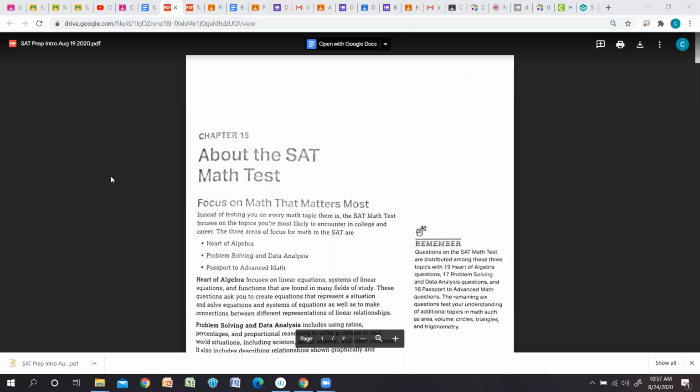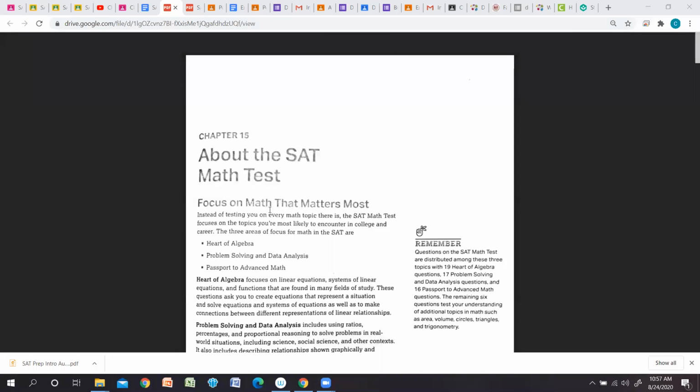So this is the reading introducing the SAT math section. As you can see, it's just about the math section.